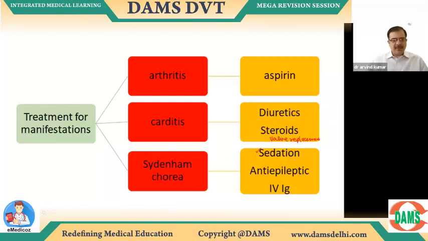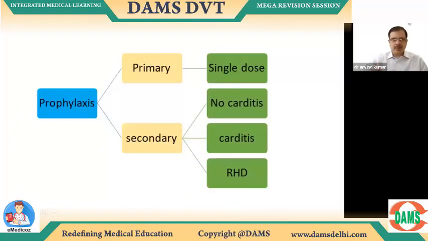Now for the prophylaxis, prophylaxis is the more frequently asked question for rheumatic fever. It can be a primary prophylaxis. Understand the meaning of primary prophylaxis. Primary prophylaxis means the patient has got a streptococcal pharyngitis episode, and we have to prevent the development of acute rheumatic fever. This is the meaning of primary prophylaxis. And we have to give antibiotic within 9 days of the symptom onset. Within 9 days, it will work.